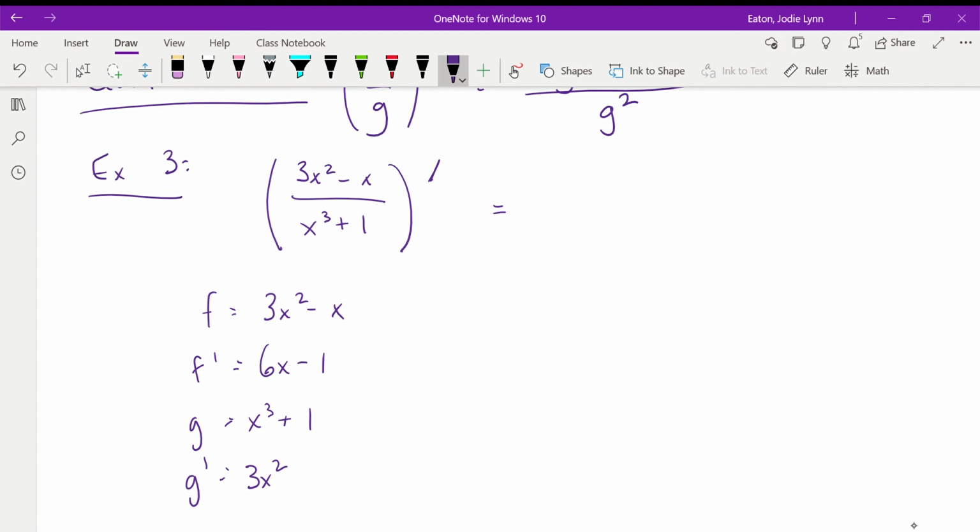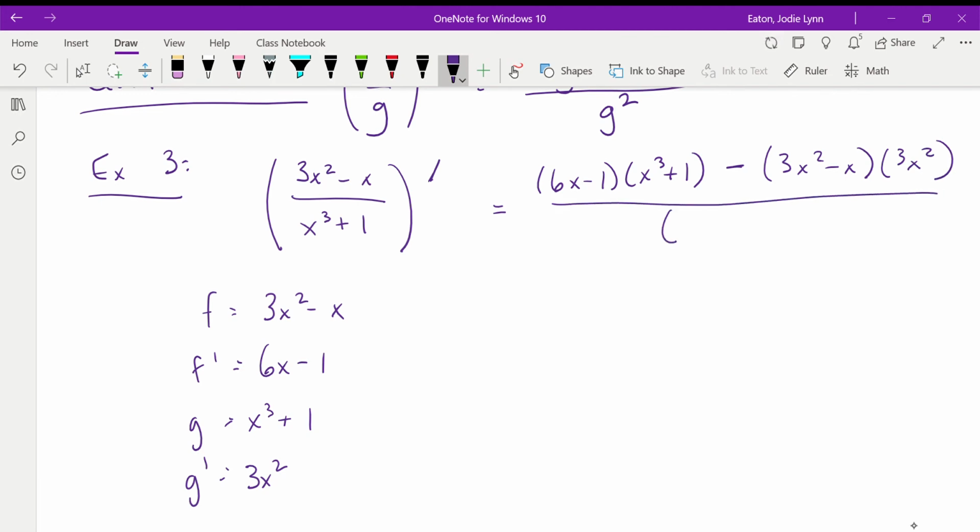So low d high: d high is 6x minus 1 times x cubed plus 1, minus high, which is f, 3x squared minus x, times d low, 3x squared, and square the bottom. And there you go. So that's x cubed plus 1 squared. And again, unless you're asked to simplify, I would probably leave this just like that because it's quite unlikely that you're going to get a nice x cubed plus 1 that's going to drop out.